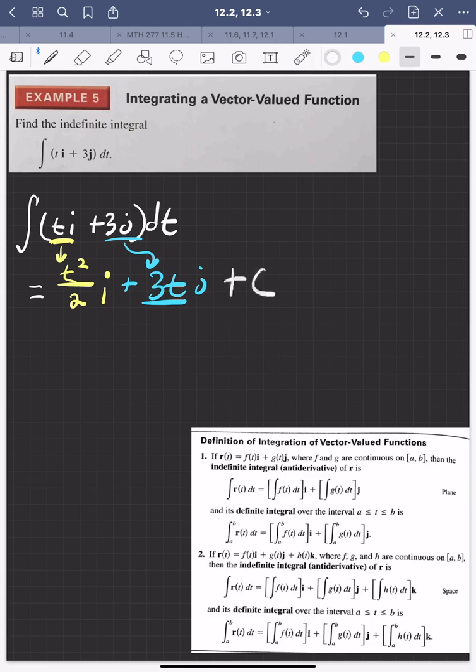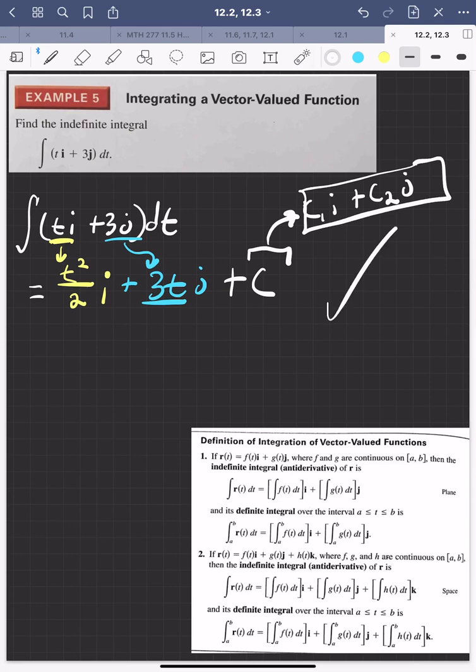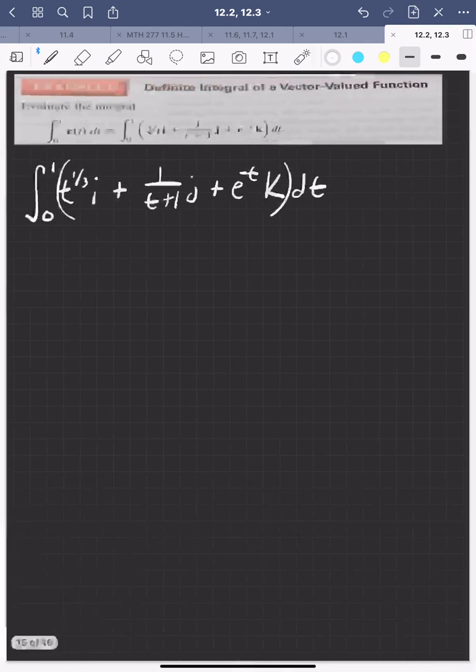I just want you to be aware that this c right here means c sub 1 in the i direction plus c sub 2 in the j direction. That's what we mean when we write plus c. That would be our indefinite integral. All right, you could always take the derivative if you wanted to double check yourself. Let's do one more.